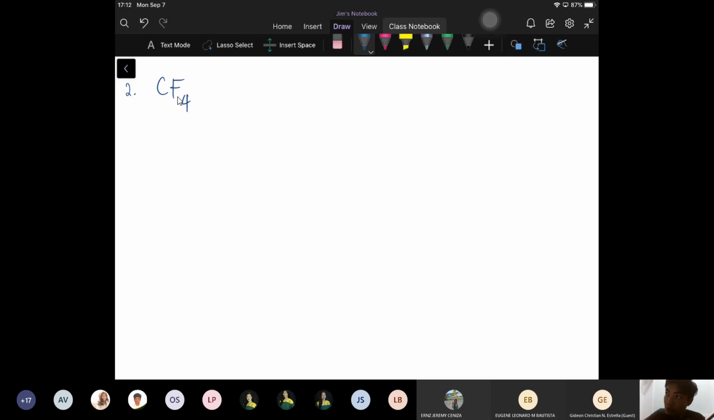Okay, so CF4. Let's look. Sino yung central atom? Yun yung unang gagawin eh. Identify which of the 2 atoms would be the central atom. Sino kaya? Anyone. Gamit kayong mic, okay lang, or i-type nyo na lang. Si carbon. Sige.